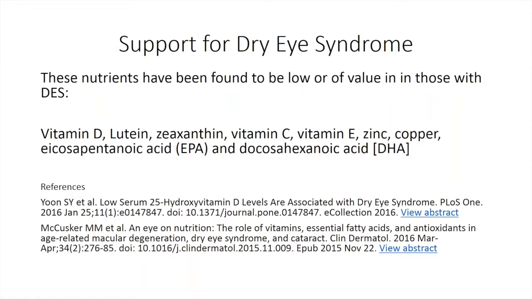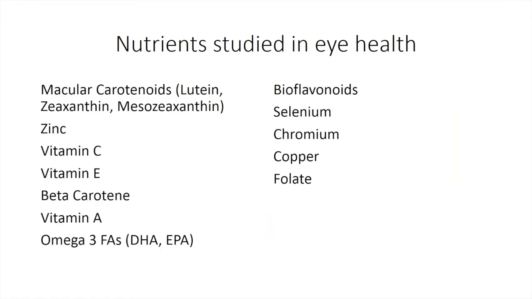Lutein, which is a macular carotenoid, which we'll talk about in more detail, zeaxanthin, vitamin C, vitamin E, zinc, copper, EPA, and DHA, which are the fish oil derivative omega-3 fatty acids, have been found to be associated with dry eye syndrome, as well as other eye conditions. So now I'm going to leave the dry eye syndrome behind, and I'm just going to summarize the nutrients which have been most studied in eye health.